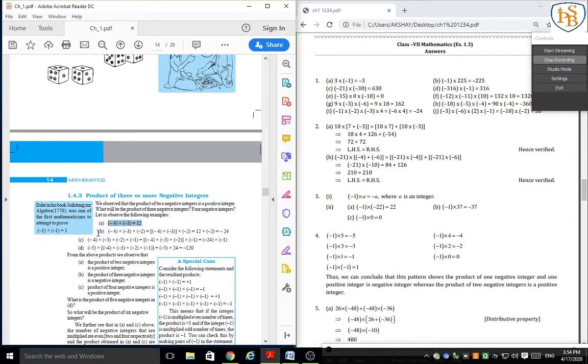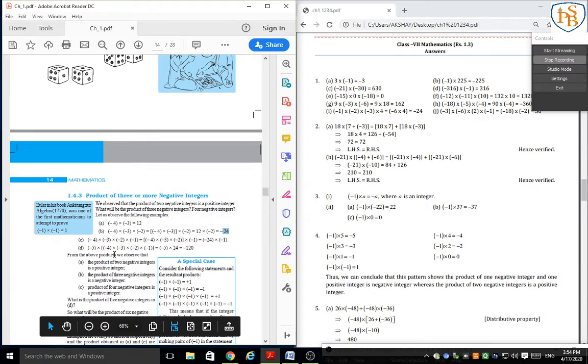But what happened in this B example? Negative 4, negative 3 and negative 2. I have to do the simple multiplication. So 4 3s are 12 and 12 2s are 24. So I will write here 24. Look at here carefully, 24. But what about the sign?